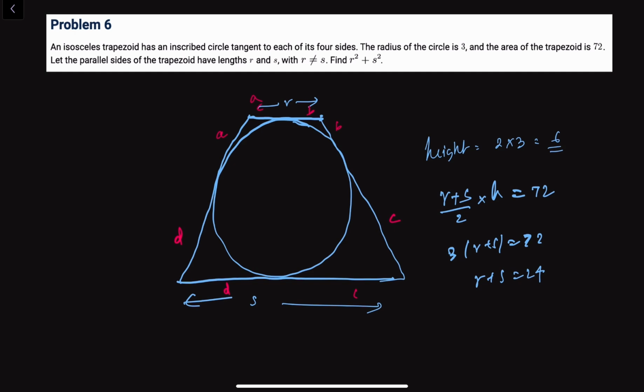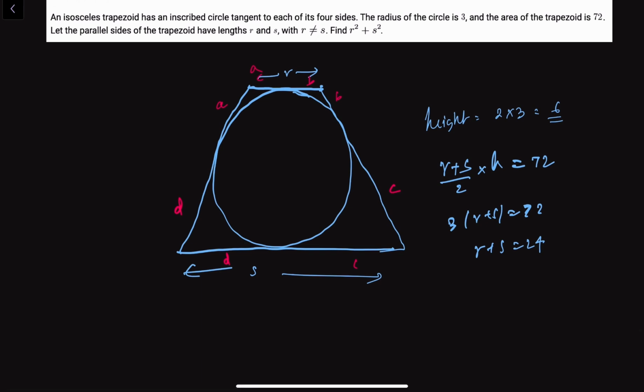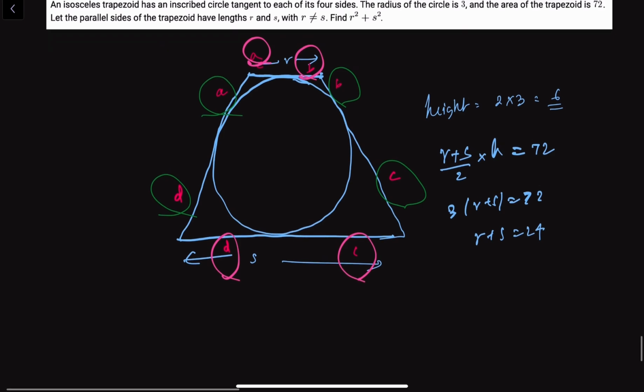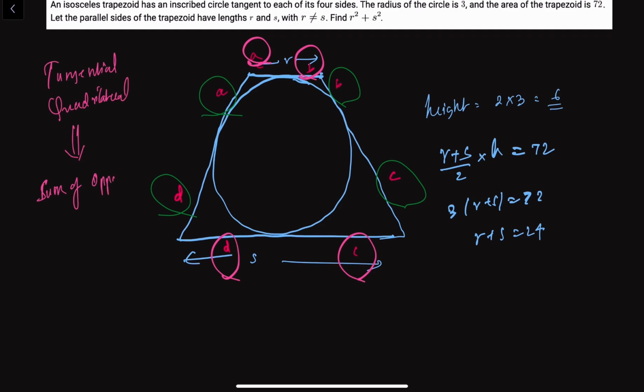That means if we consider here and find the sum of these lengths, A, B, C, D, and if we find the sum of the parallel sides, that is also A plus B plus C plus D. That means in a tangential quadrilateral, the sums of opposite sides are equal. We can also note that. So if we have a tangential quadrilateral, the sums of opposite sides are equal. As we can see, it is A plus B plus C plus D in our case.